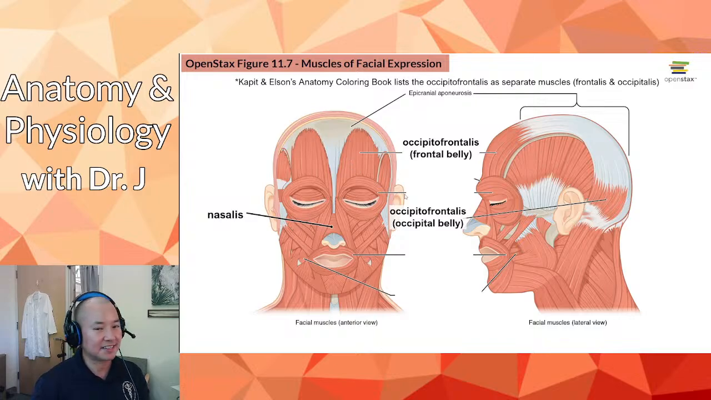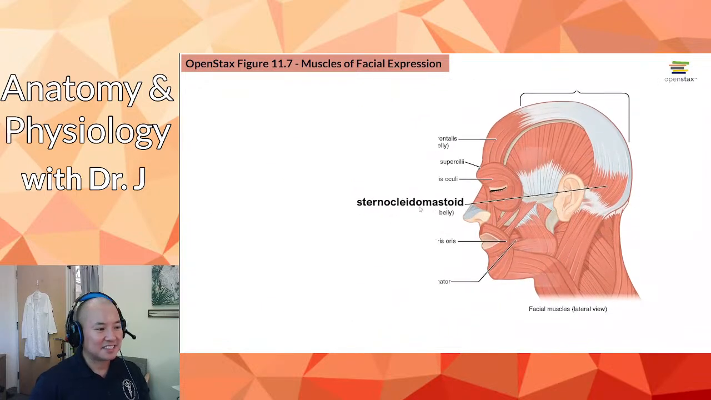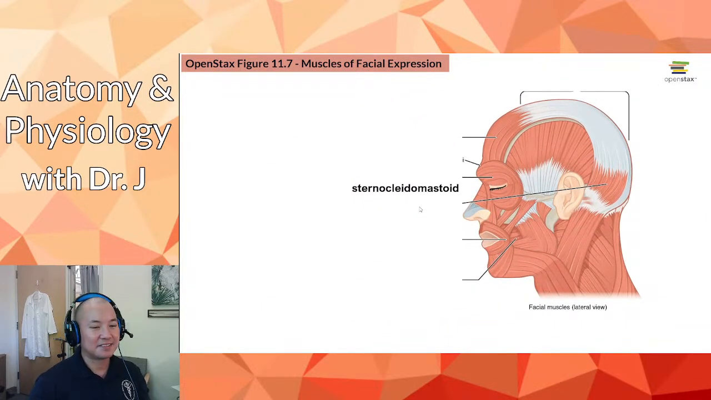Then we have the nasalis, that same one on the nose. And then the temporalis. So where are your temporal bones and where are your temples? It's on the side over here. And then the zygomaticus major and the zygomaticus minor. Where do they attach? They attach to this bone. And what are your cheekbones? These are your zygomatic bones. And then you have the sternocleidomastoid, and we'll get to that real soon. So what is the sternocleidomastoid? Well, let's break it down.